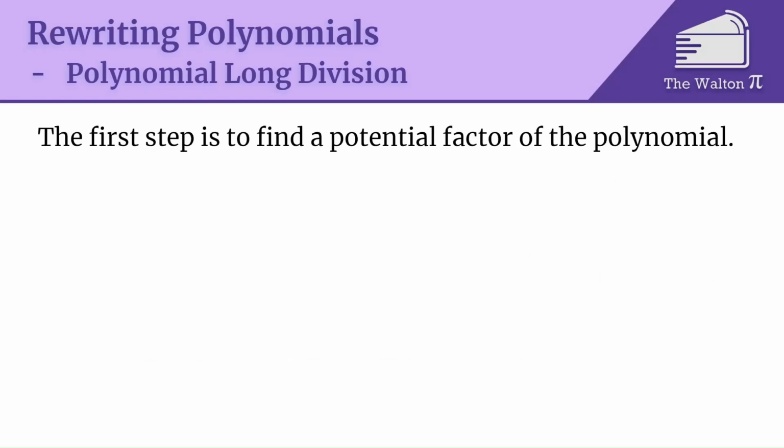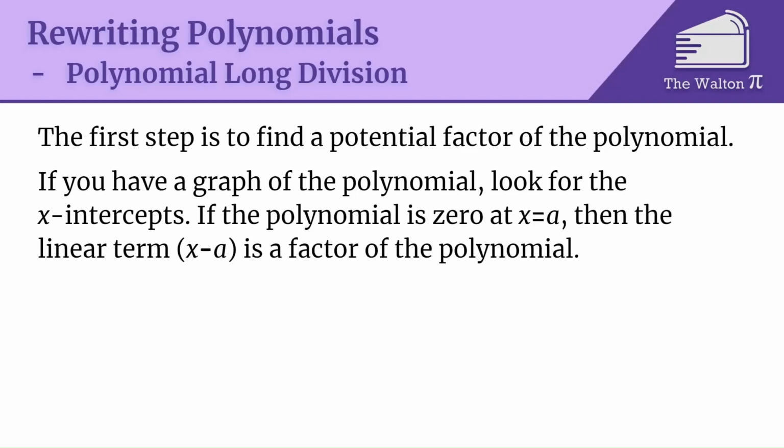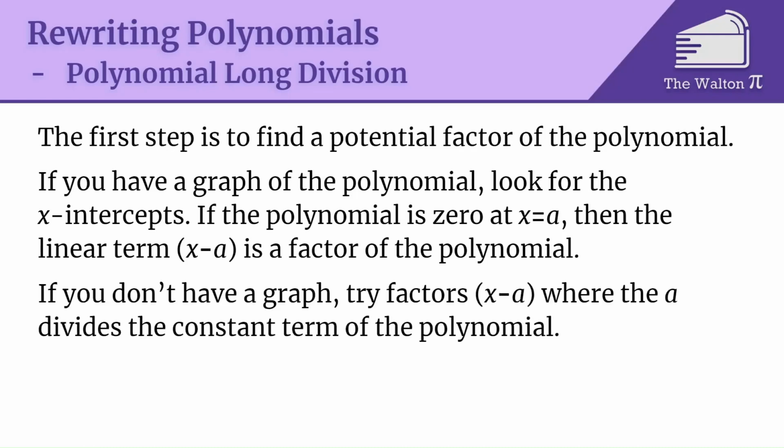So the first step is to figure out what's a potential factor of the polynomial. If you have a graph of the polynomial, look for the x-intercepts. If the polynomial is 0 at x equals a, then the linear term x minus a is going to be a factor of the polynomial. If you don't have a graph, try factors x minus a, where a divides the constant term of the polynomial.